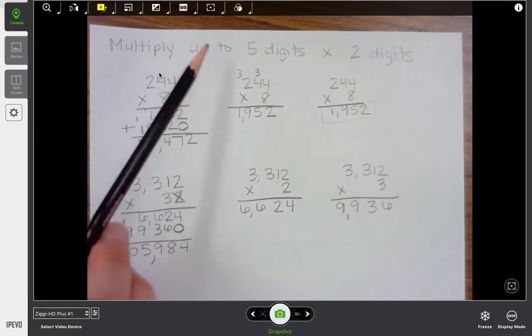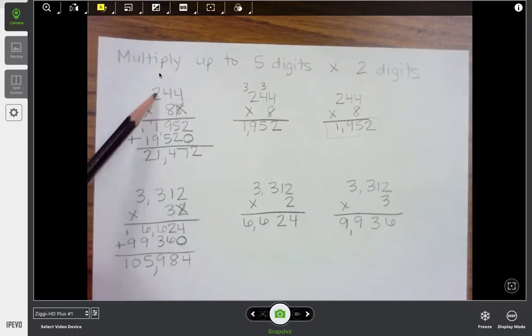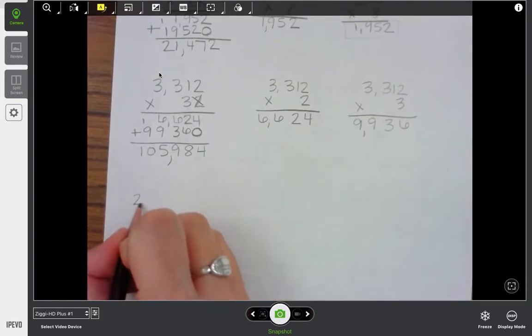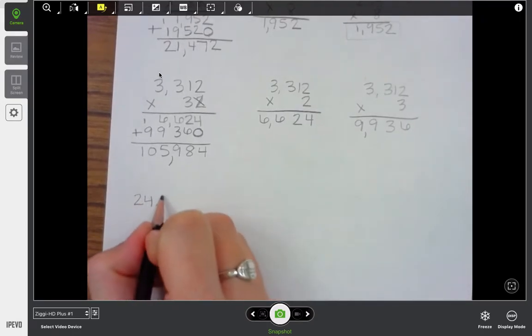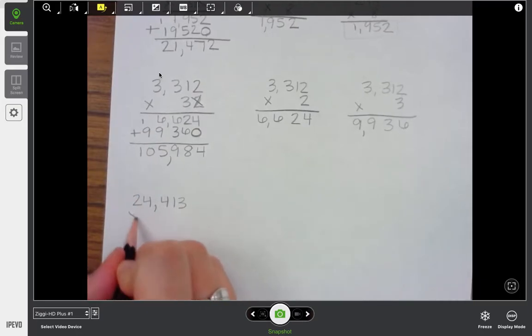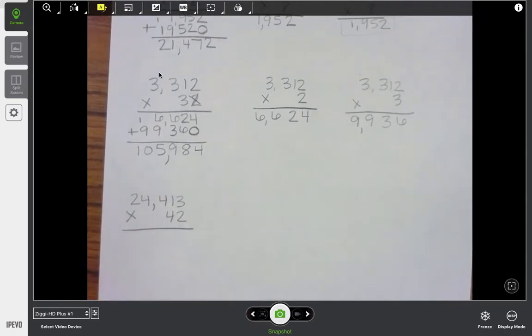We're going to do one more example because our goal today was to make sure that we understood how to multiply up to 5 digits by 2 digits. So we did a 3-digit example. We did a 4-digit example. Let's go on and do a 5-digit example. So let's take the number 24,413, okay, 5 digits, and let's multiply that by our 2-digit number 42.